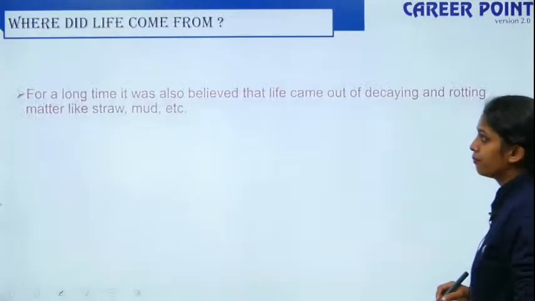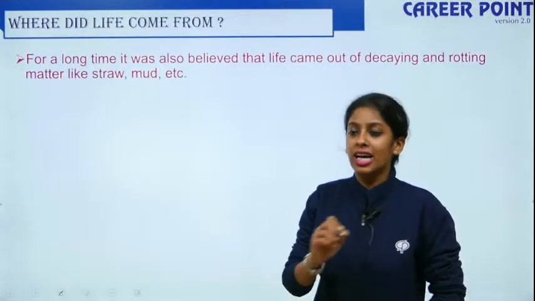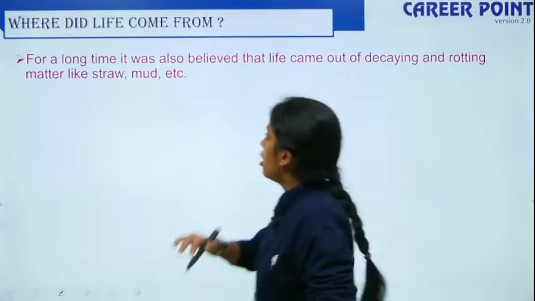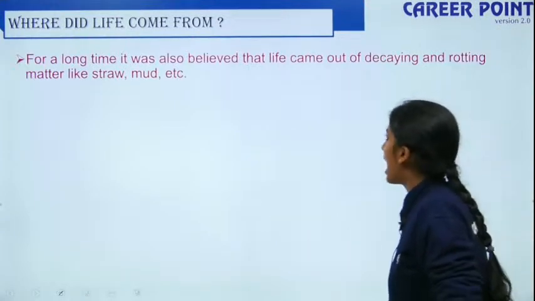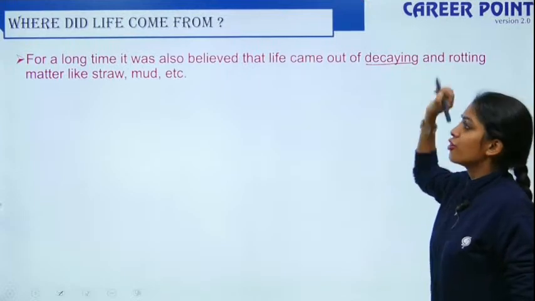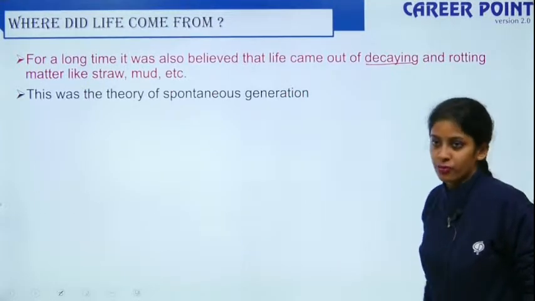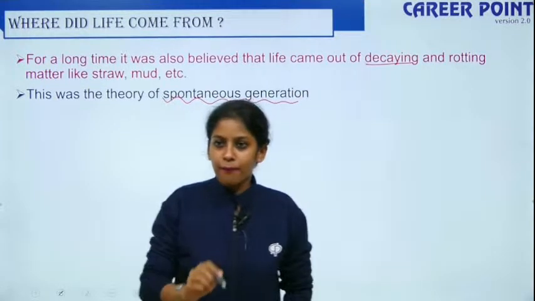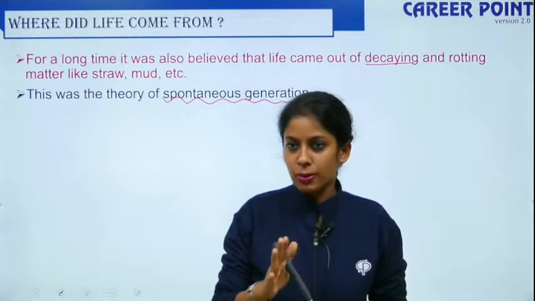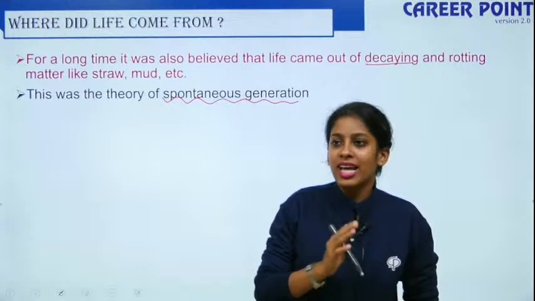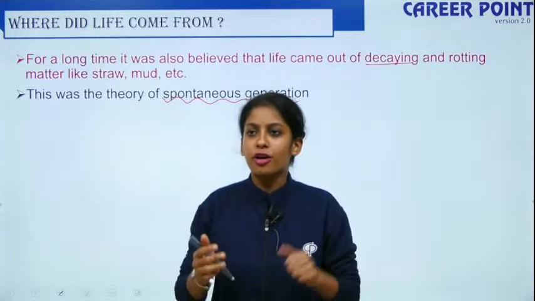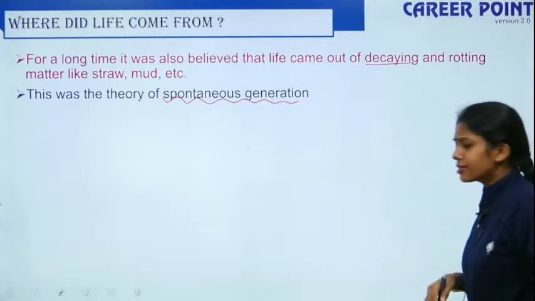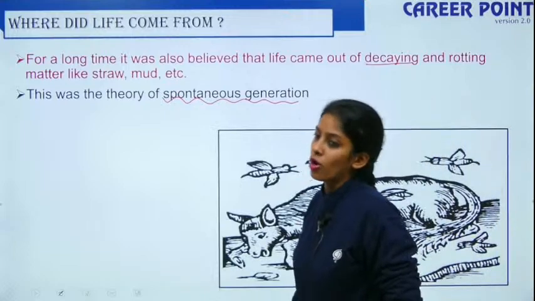So for a long time people were not convinced that it was panspermia, so it was not widely accepted. So we went to the next one. For a long time, it was also believed that life came out of decaying and rotting matter like straw and mud. They called this the theory of spontaneous generation. The next theory came because we were not satisfied with panspermia. They said that life came from decaying and rotting material, okay? And this theory is called the theory of spontaneous generation.